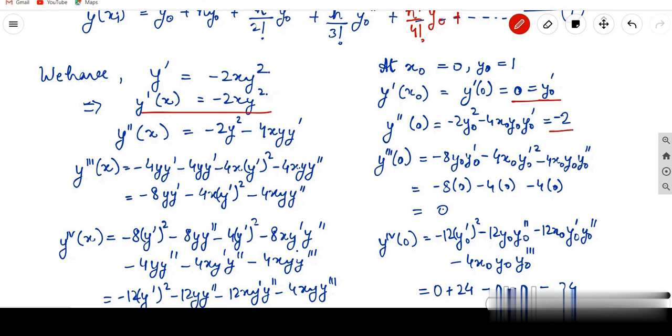Now we come to the third derivative. The third derivative, we will differentiate the double derivative and we get the answer as this.